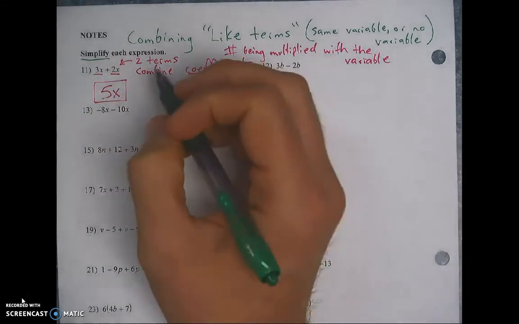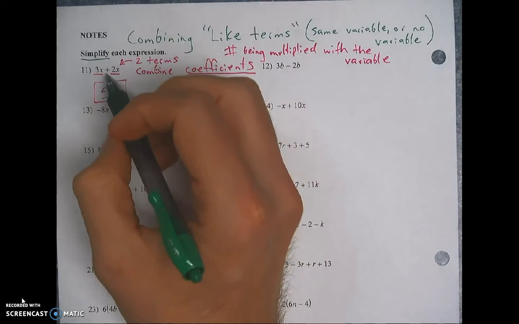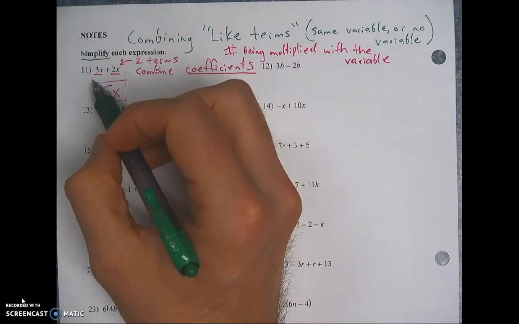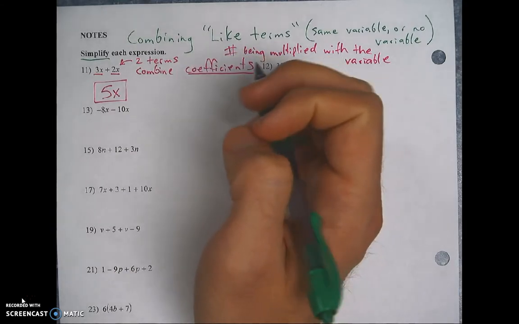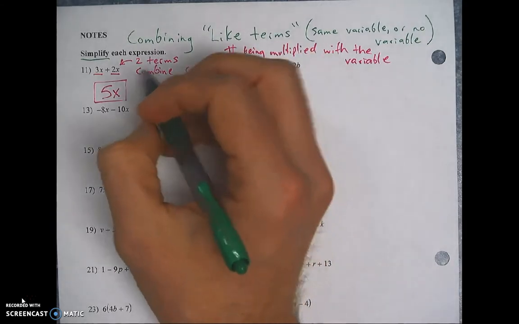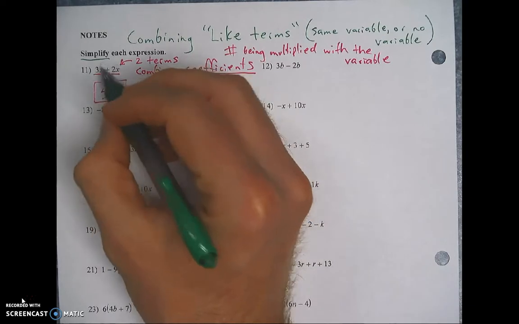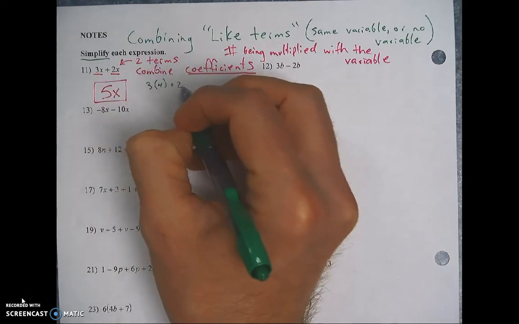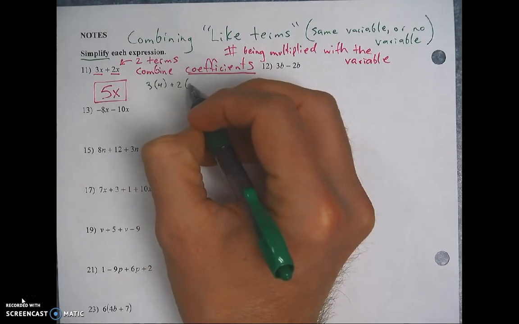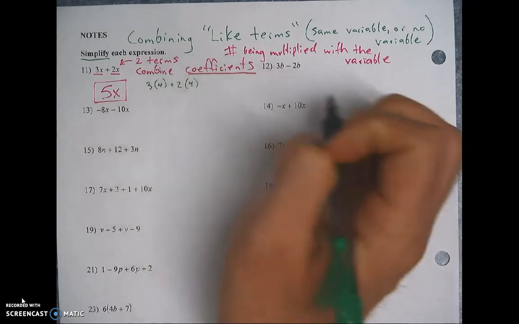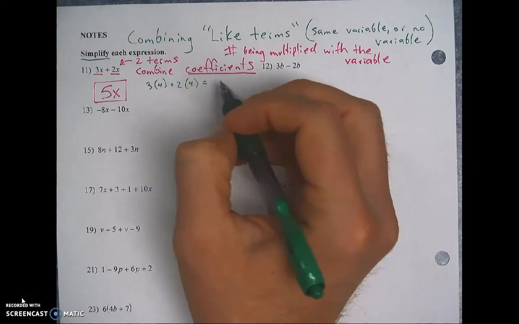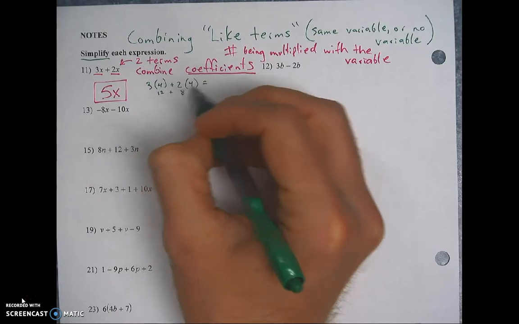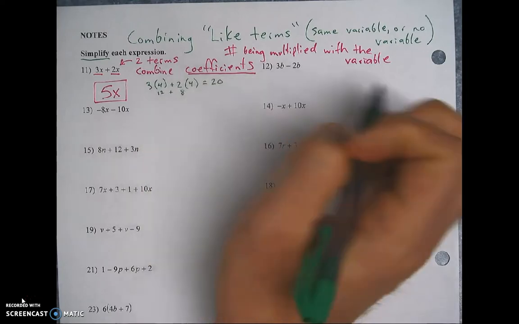Now, let me show you why this works. Let's just pretend that x is, let's pick something easy, 4. So if x is 4 and I wanted to plug it into this one, I changed x to 4. So instead of 3x plus 2x, I have 3 times 4 and 2 times 4. What would that equal? Well, 3 times 4 is 12, and 2 times 4 is 8. And if I add it together, that's 20.